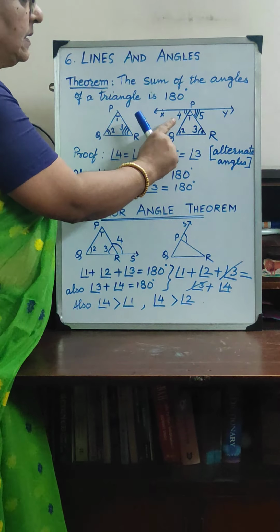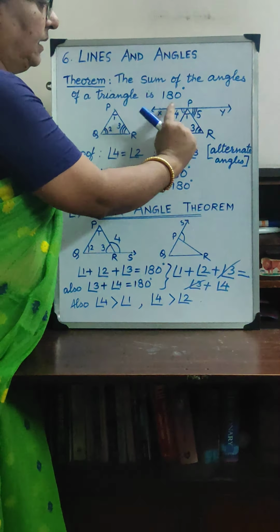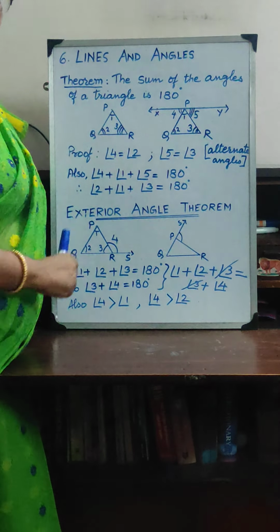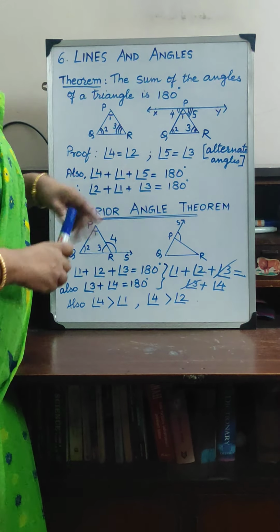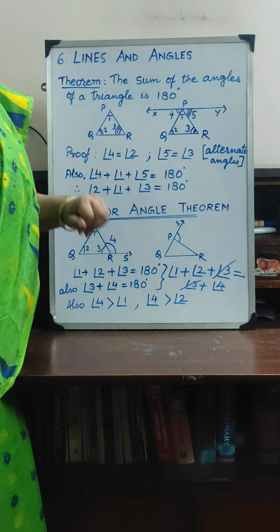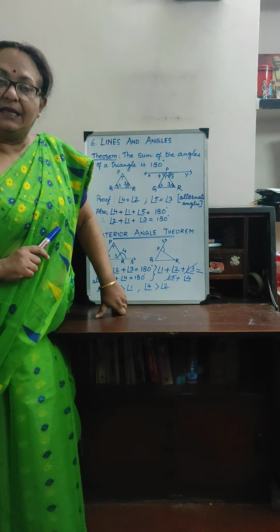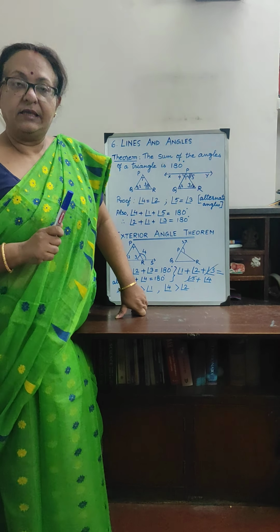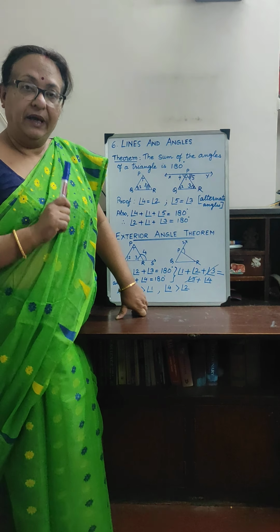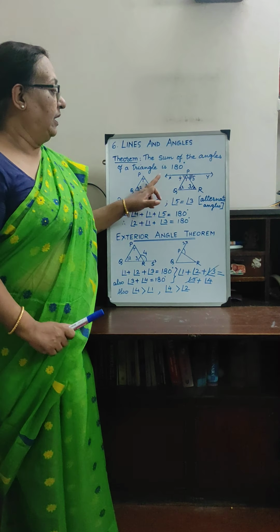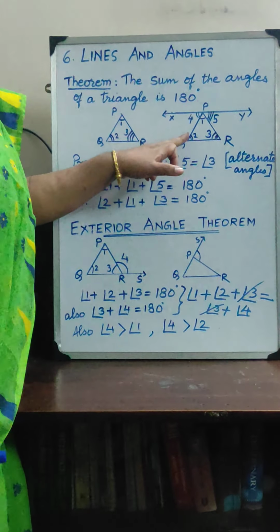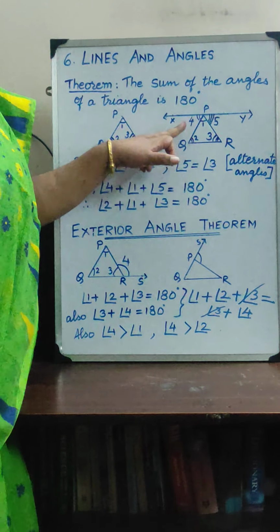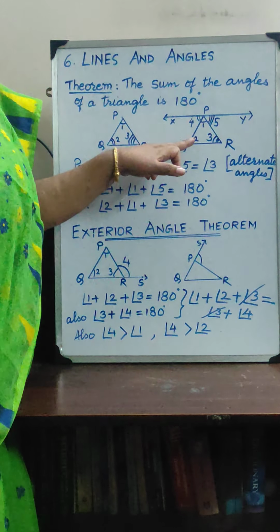Now consider XY parallel to QR and PQ is the transversal. What can you say about angle 4 and angle 2? Are they alternate angles? Yes. Are they equal? Yes. Why? Because previous day you have seen if lines are parallel, alternate angles are equal. Since XY is parallel to QR, angle 4 is equal to angle 2.